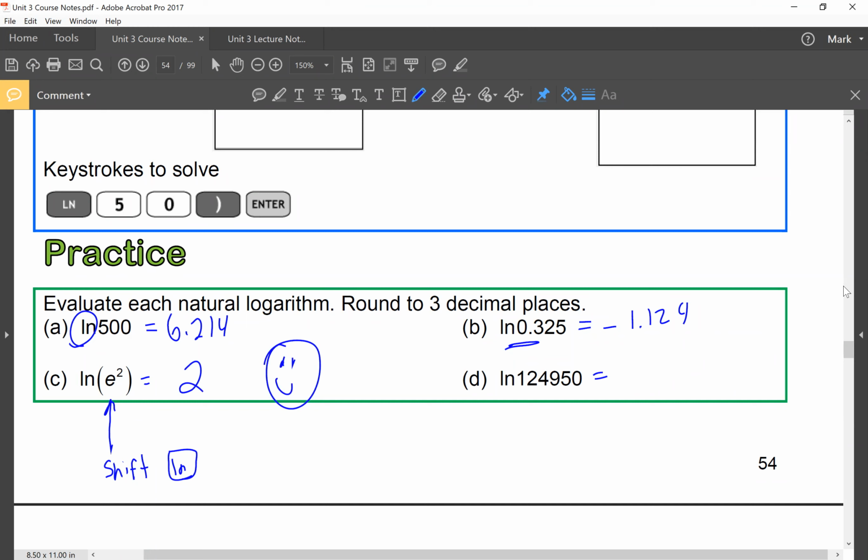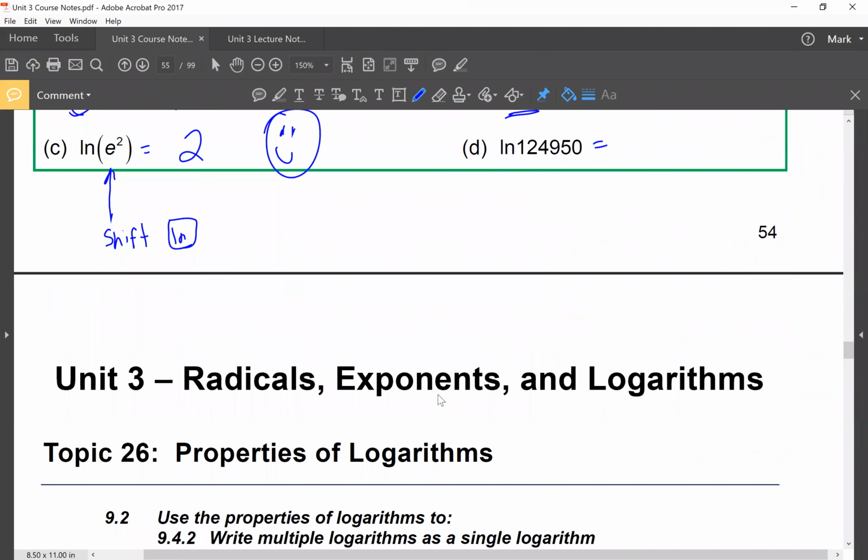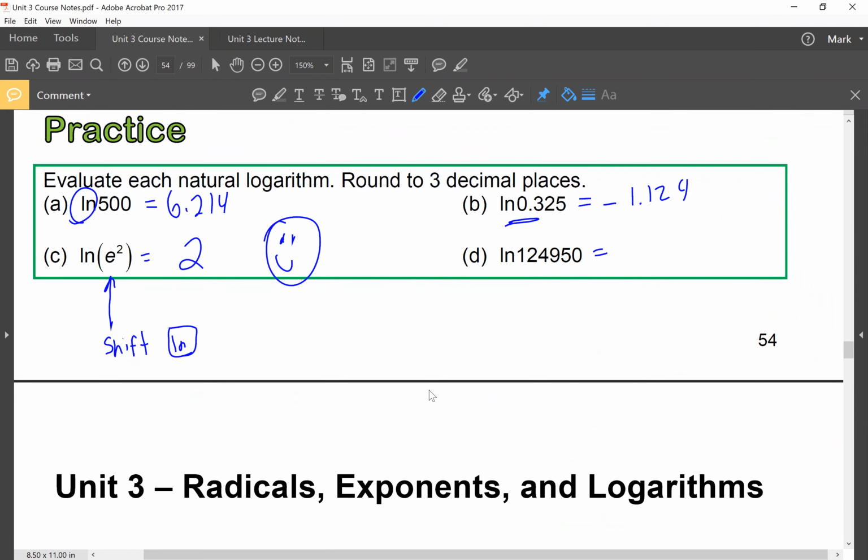Okay. So guys, we're done. That's it. That's topic 20. The ln deleted the E? Yeah, exactly. The ln kind of deleted or removed the E. And there's something special about that that we'll look at a little later.